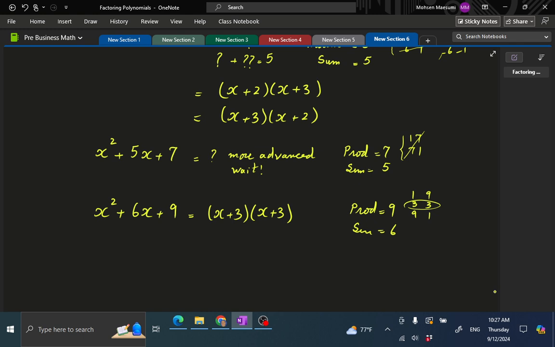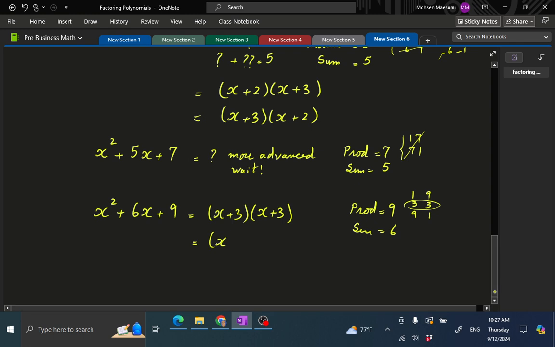But right now, all we cared about was to find the factorization, and here's our factorization. So if you want to abbreviate a little bit more, you can write it as x plus 3 squared, which means the same thing.